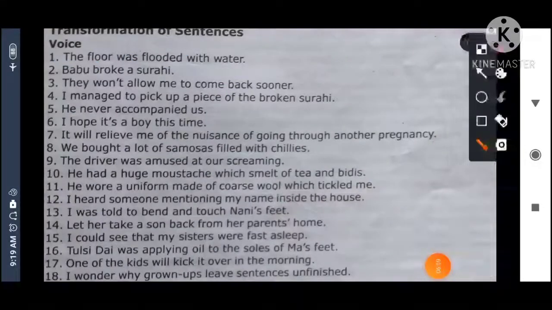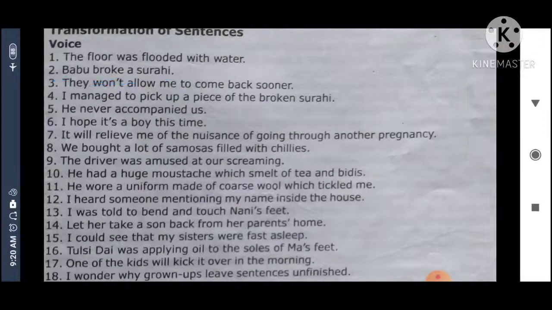Next one is: Babu broke a surahi. Now, Babu broke a surahi is an active one. यहाँ पे broke is a verb and a surahi is an object. So the sentence is like this: A surahi was broken by Babu.